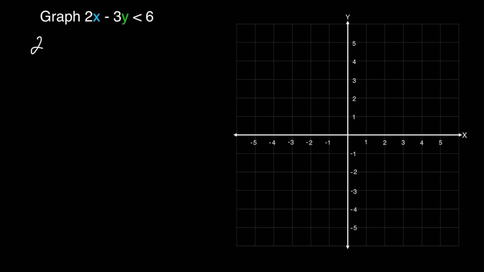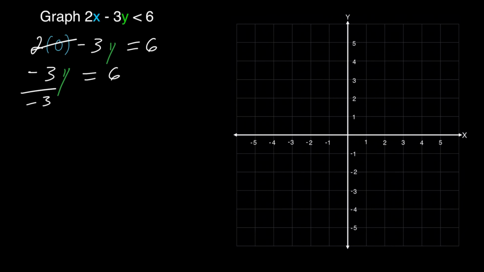2 times 0 minus 3y equals 6. Now, what's 2 times 0? Well, that's just going to be 0, so all of this cancels out. And we're going to be left with negative 3y equals 6. We're going to divide both sides by negative 3 to isolate that y. And y equals negative 2.